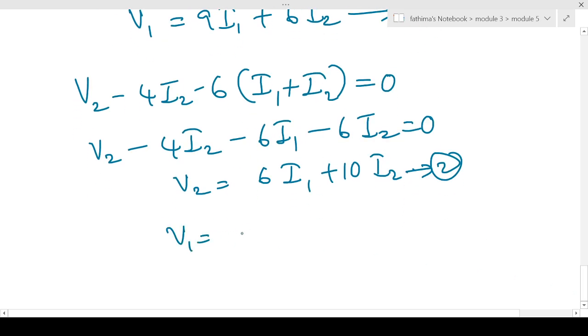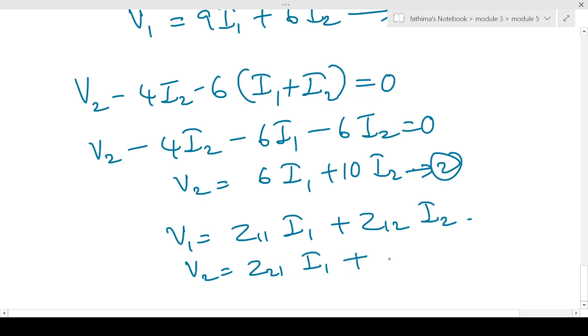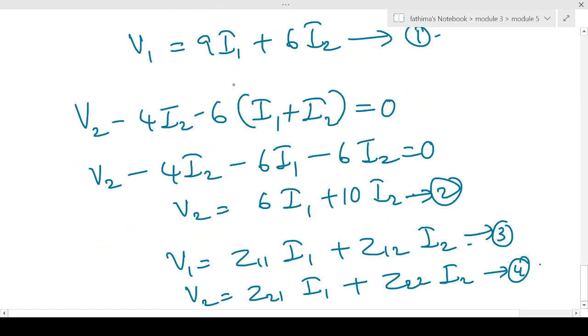So these are the two equations, and we can compare these two equations with the standard equations, that is V1 is equal to Z11I1 plus Z12I2, and V2 is equal to Z21I1 plus Z22I2. So let this be equation 3 and this be equation 4. So if we compare 1 and 3, we can see that V1 is equal to 9I1 plus 6I2, and V1 is equal to Z11I1 plus Z12I2. So from these two equations, we will get Z11 as 9 ohm, Z12 as 6 ohm.